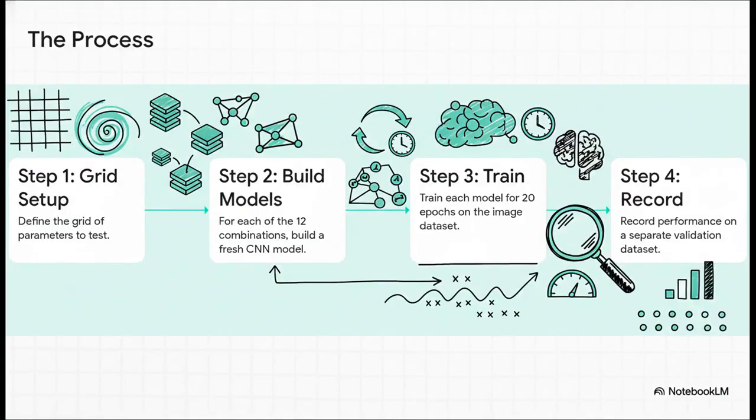And here's exactly how we'll do it. For every single one of those 12 combos, we build a totally fresh model from scratch. We train it for 20 full cycles, or epochs. And then, and this is the most important part, we see how well it performs on a validation dataset. Data it has never seen before. That's the only way we'll know if it truly learned the lesson or just memorized the test.